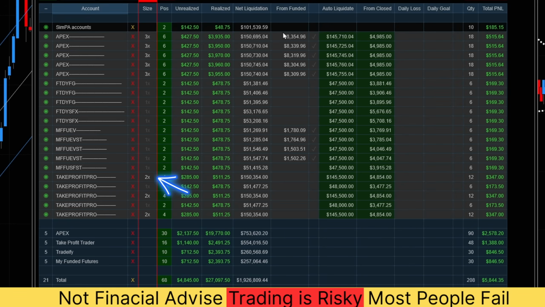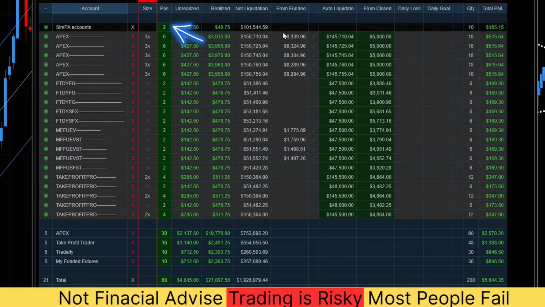Down here in the Take Profit Trader accounts, you can see it says ×2. So in the 150K accounts over there, for every 1 contract that I place in the leader account, which you can see right up here, I designate it as a sim account, sim PA account. For every time I enter a trade there, it's going to double the position size of that. And we can see that right here.